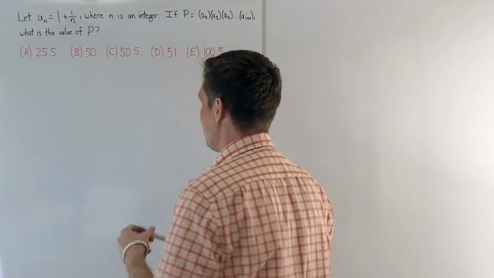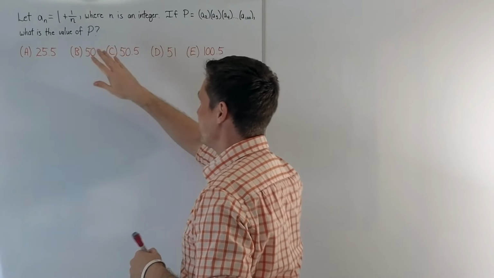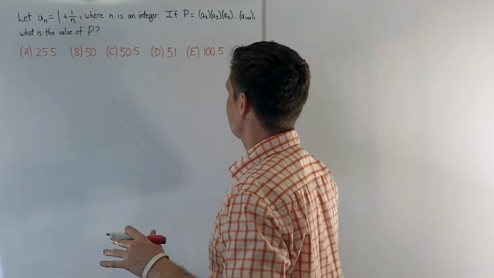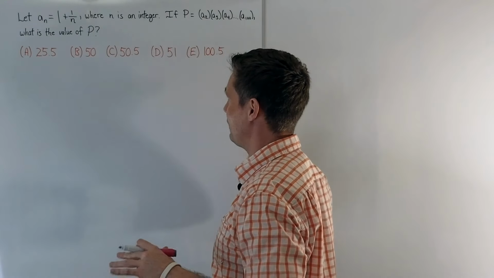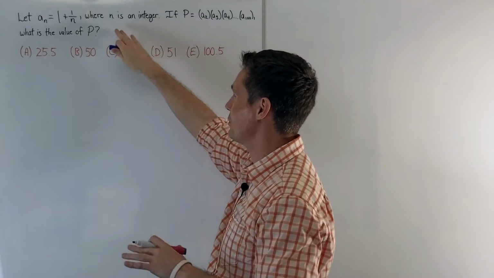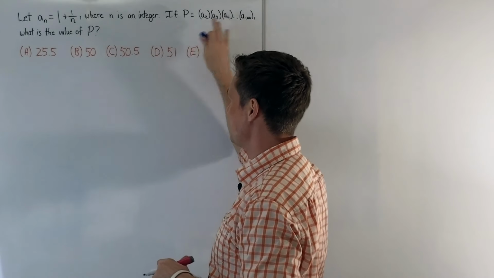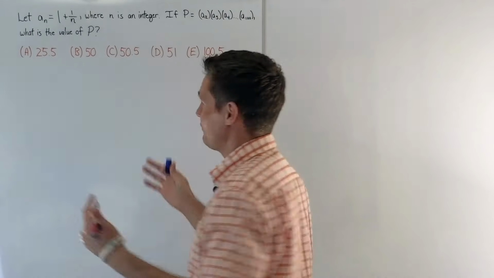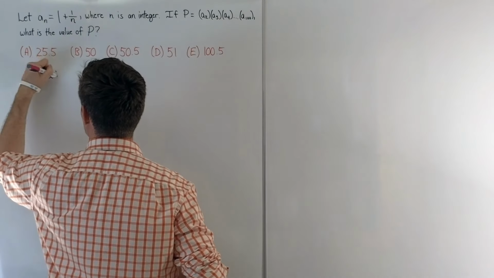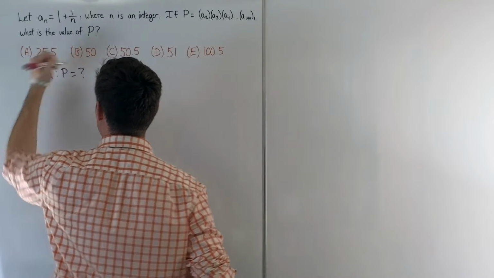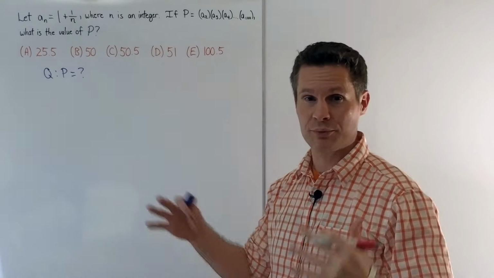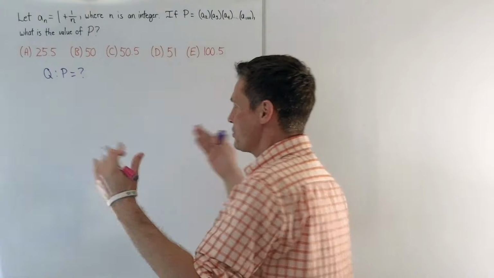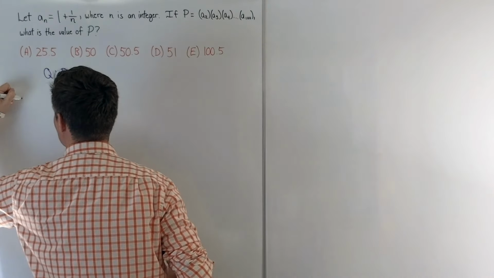So we've got a sub n equals 1 plus 1 over n. And the question here is if p is basically the product of all of those terms from the second term to the 100th term, where n is an integer, then what's the value of p? So I'm going to go ahead and represent that here. P equals what? And let's go ahead and plug in some numbers to represent a sub 2 and a sub 3 and a sub 4 so we kind of have a little bit of a grasp of what it is that we're doing.